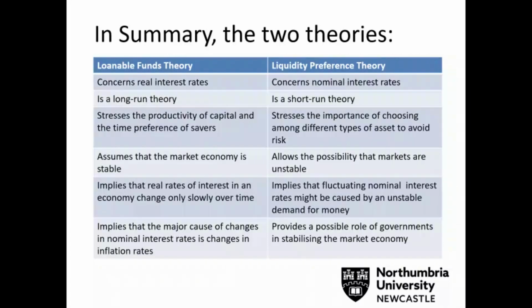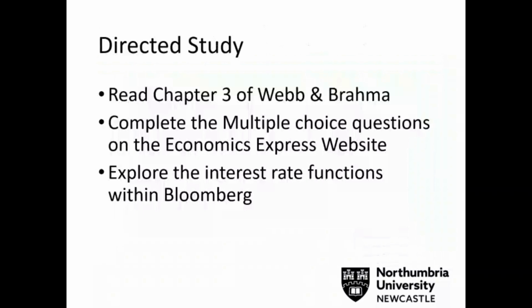So do have a look at this diagram in more detail, but to get a full understanding of the concepts I've just mentioned, do go to chapter 3 of Webb and Brahma and have a read in more detail, and that is part of your directed study. I also recommend that you go to the website for the core textbook, which is located at the bottom of the topic diagram in chapter 3, and on there are some multiple choice questions to challenge your understanding of the concepts I've mentioned.